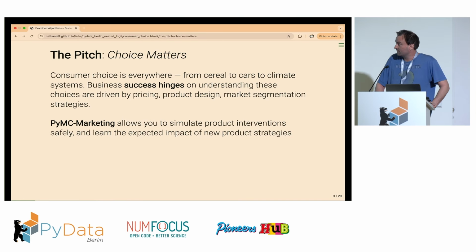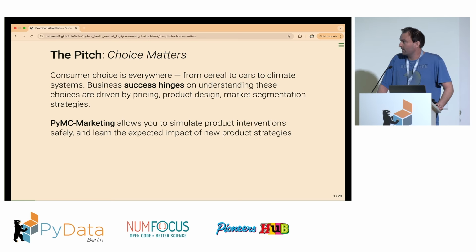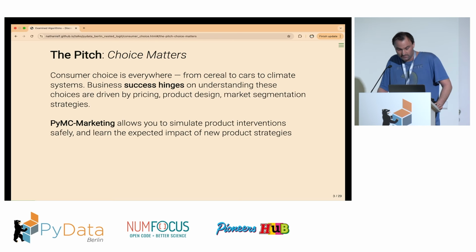The broad pitch of this talk is that product design and product strategy drives the success of various businesses. You need to be very careful when you think about what the next development trajectory is for your product, and this can be a cost-intensive exercise. PyMC Marketing will allow you to safely simulate product interventions or strategy shifts and learn the expected impact of those new product strategies.